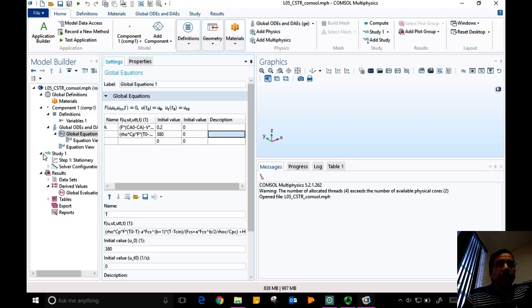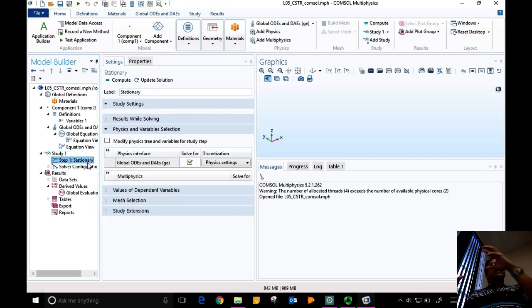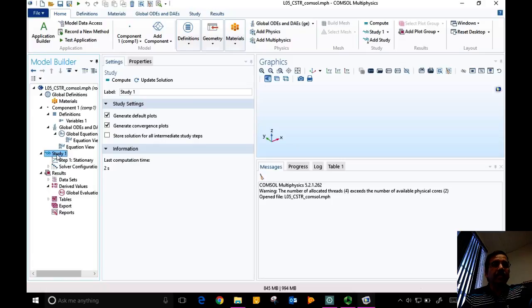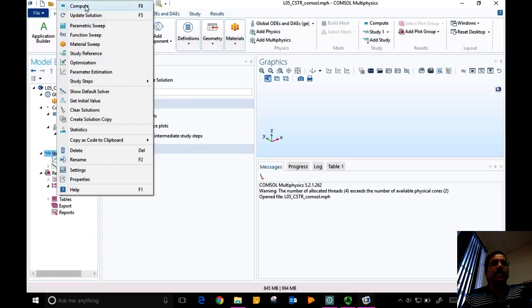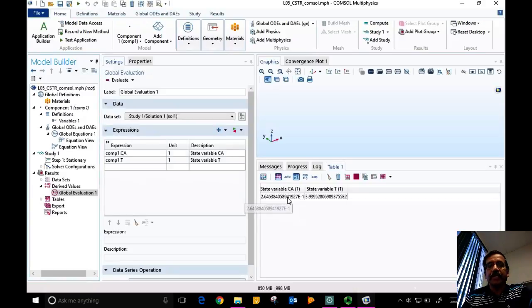And the study you can specify as stationary or dynamic. Once you select dynamic, the same set of equations will be used with an initial condition to construct the entire trajectory of composition and temperature as a function of time. But right now it is solving as a steady state problem. So go to study and then right click and compute, and it solves the problem for you. And here is your concentration and temperature.